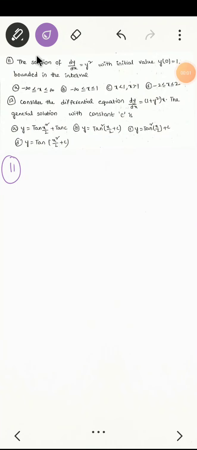Problem number 11. What are they saying? The solution of dy by dx equal to y square with the initial condition they have given, bounded in the interval. How to do it? No need to worry about these options. You will get them easily, but you should just solve according to our procedure.